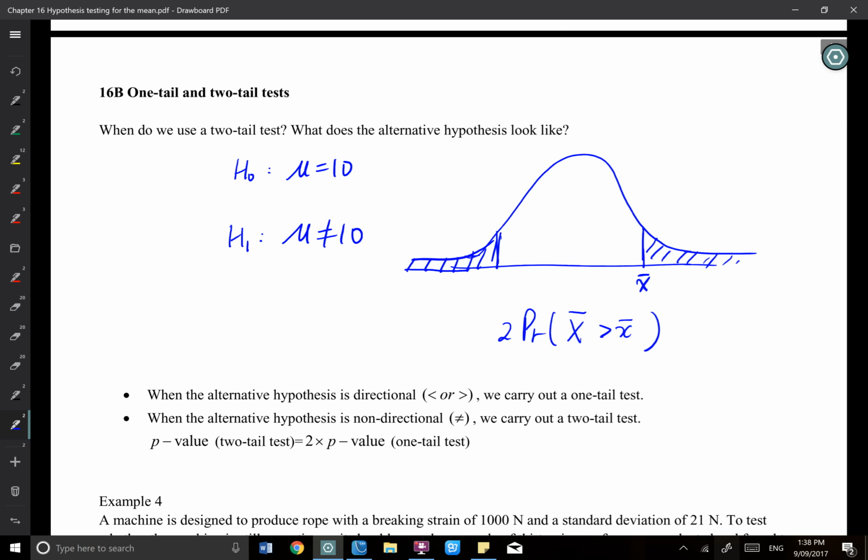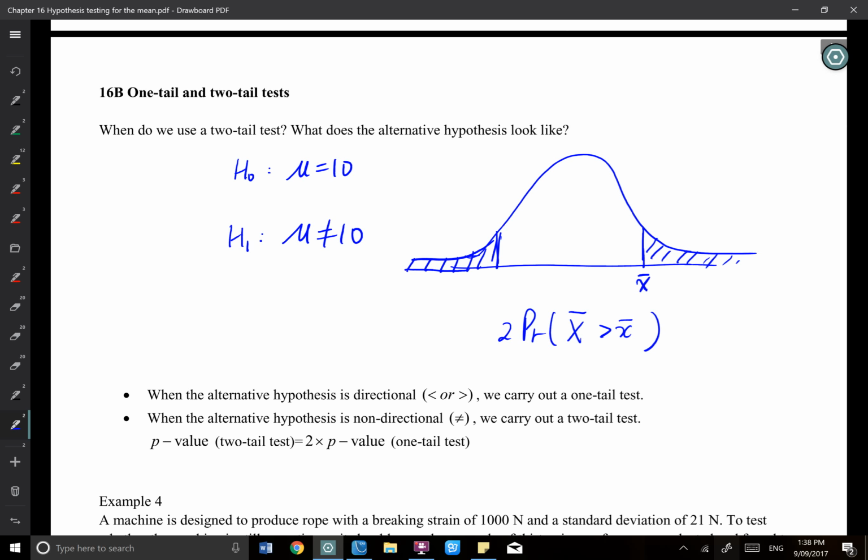Okay, so when the alternative hypothesis is directional, say less than or greater than, we carry out a one-tailed test. When it is not directional, say it's just a not equal sign, then that's a two-tailed test. All right, and the p-value of the two-tailed test is twice the p-value of the one-tailed test. That's what I explained on the diagram. All right, have a look at example 4.